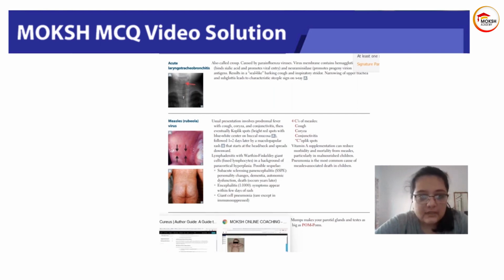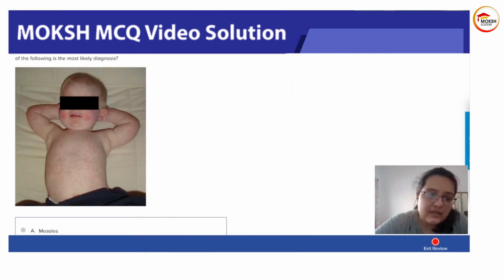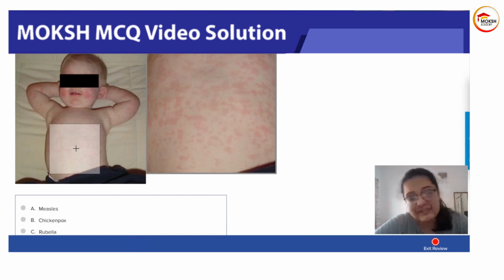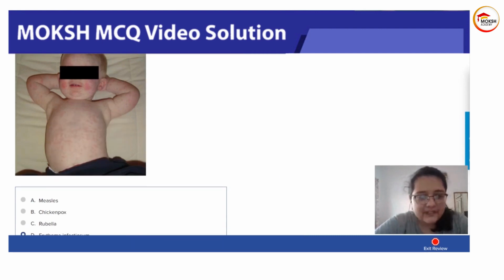Okay. So yes, we have a classical slapped cheek appearance in this case. The head is involved. The rash is maculopapular and reticular. Reticular is a buzzword, and so our answer would be erythema infectiosum.